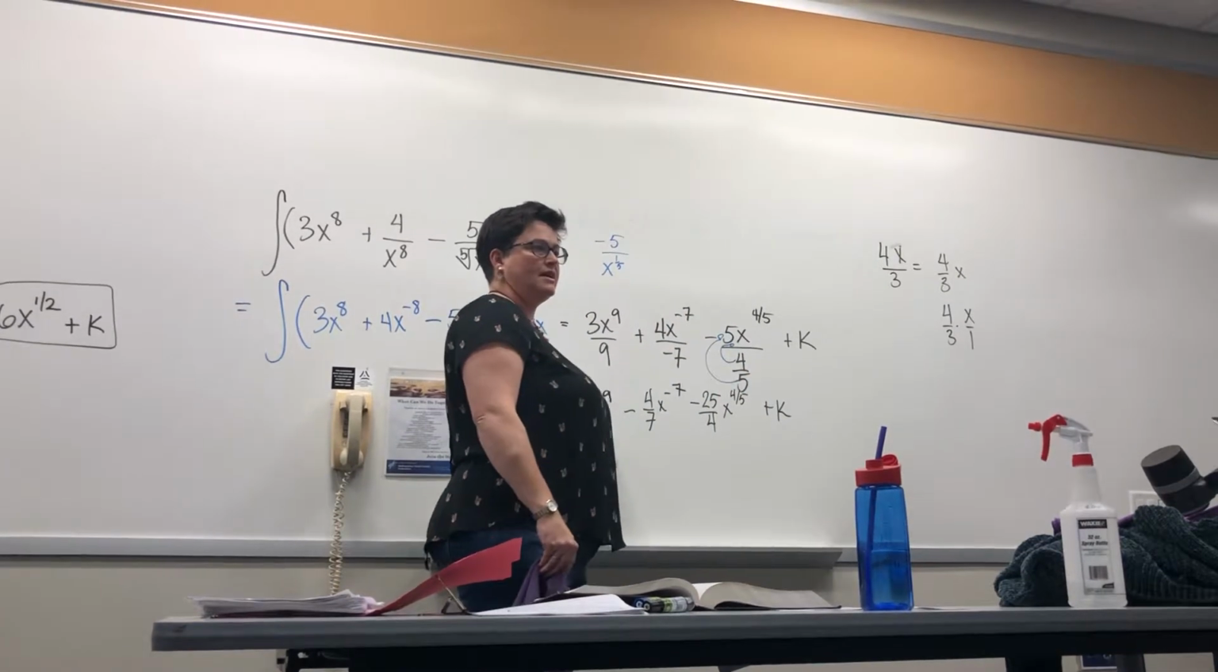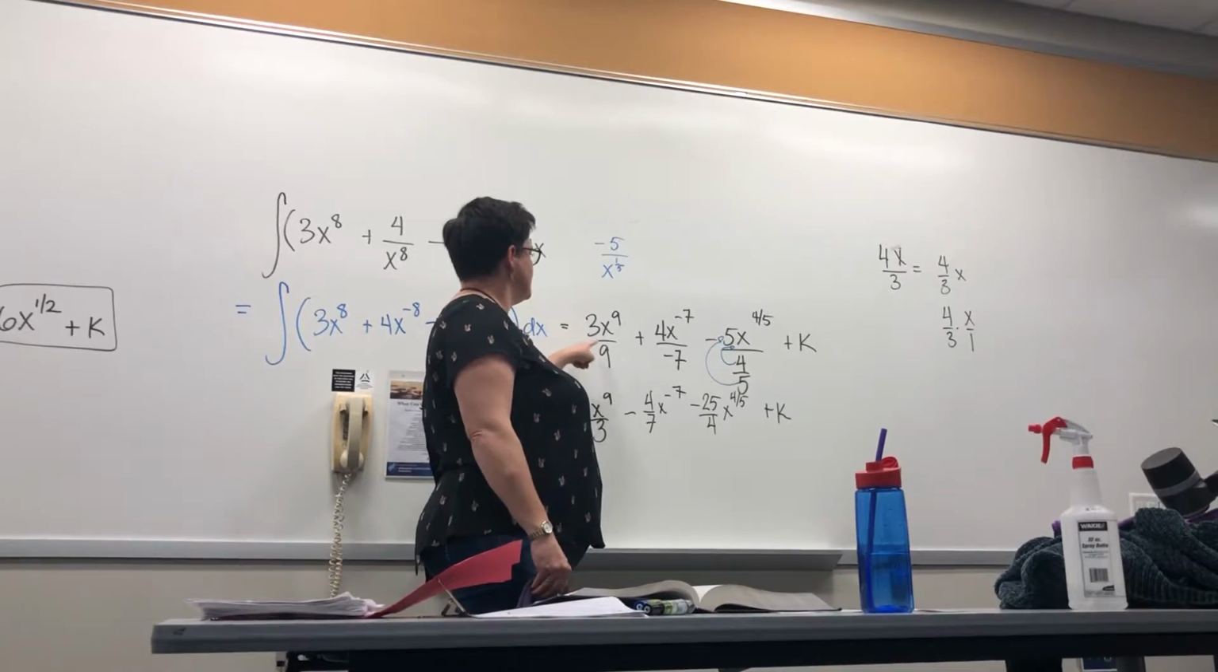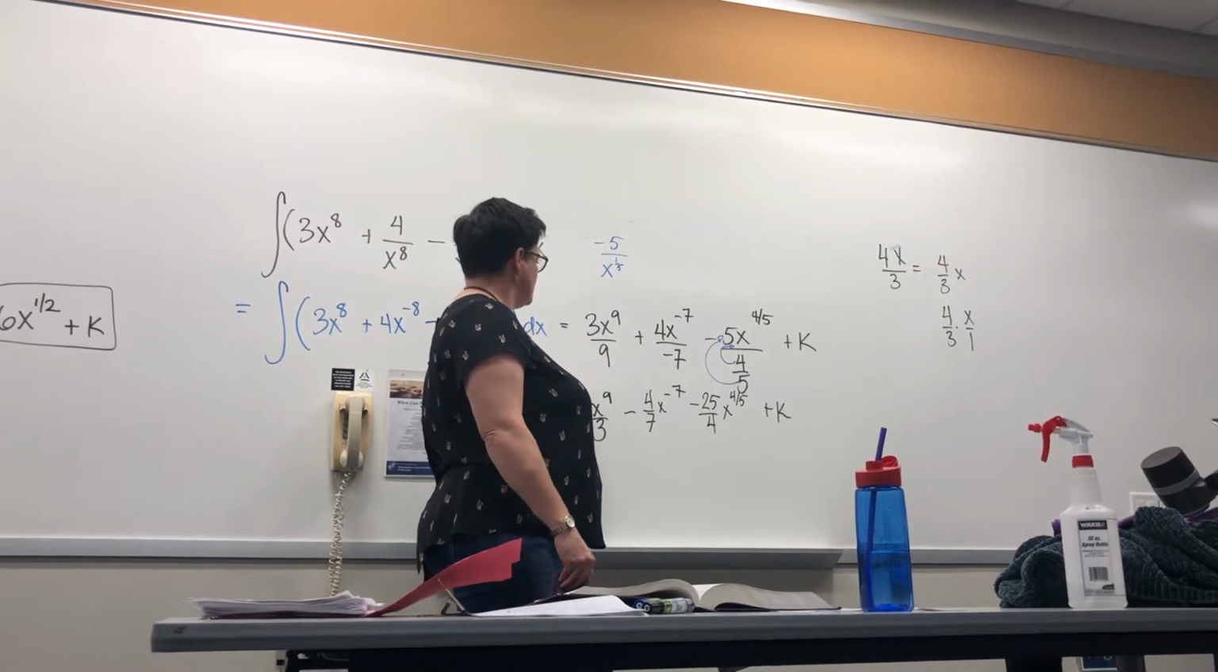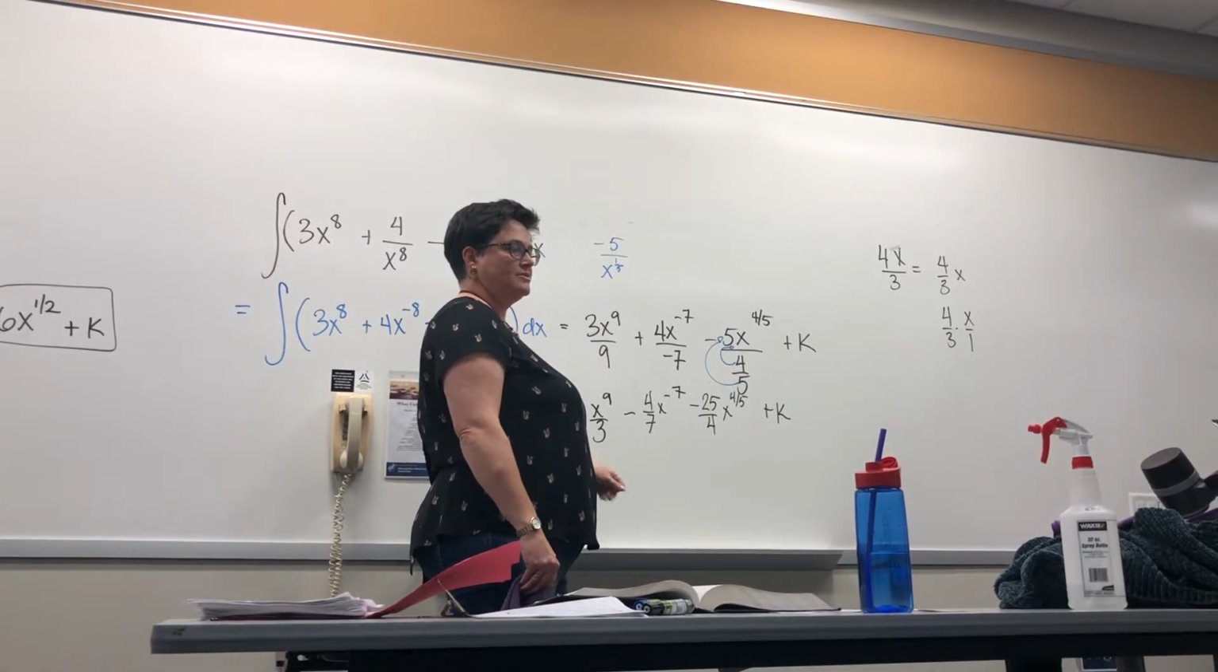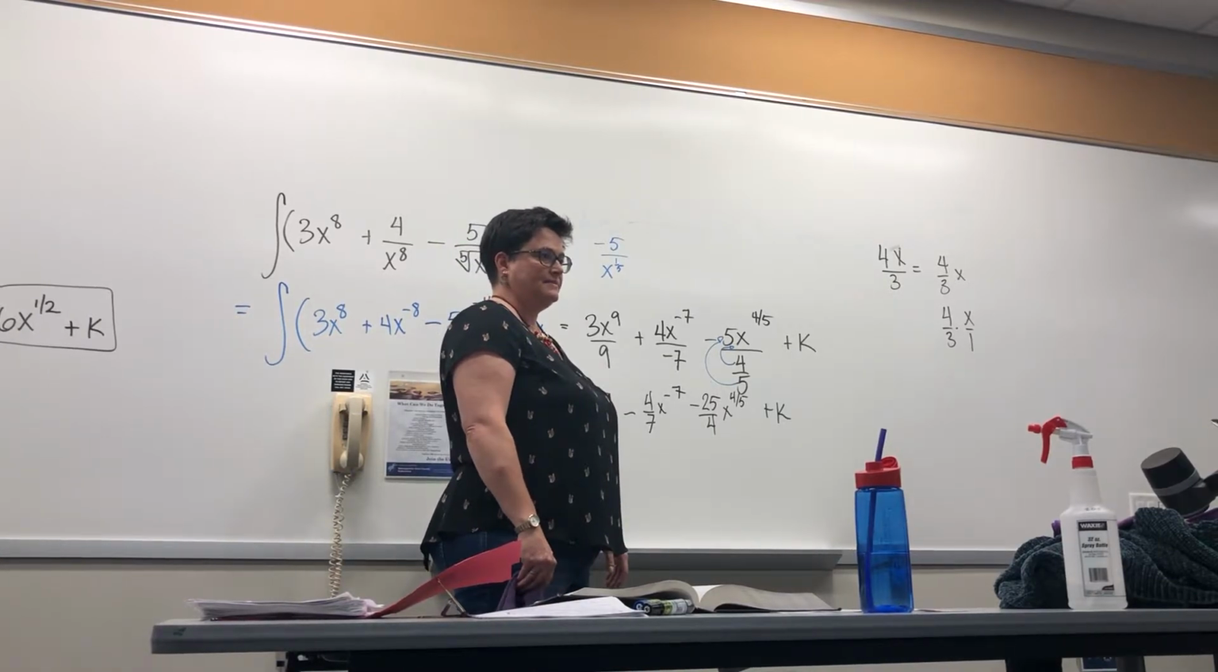So this right here, you went to 0. So what's 3 divided by 9? It's the same as 1 divided by 3. So I just simplified it. Okay, does that make sense? Yeah, that would be good.